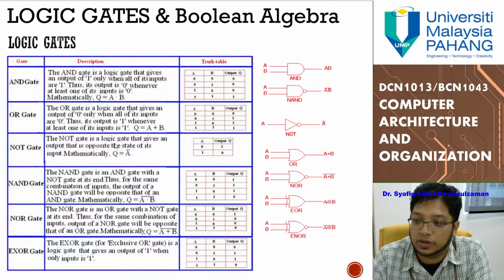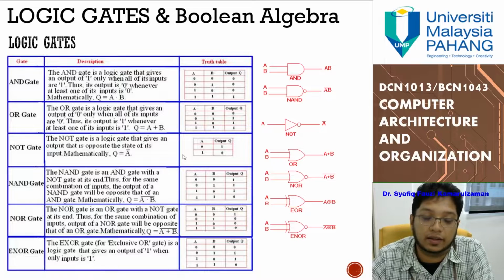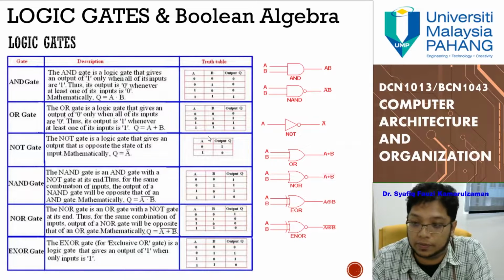The NOT gate is the gate that always produces the opposite value of the input. For example, if the input is 0, the output will be 1. If the input is 1, the output will be 0.